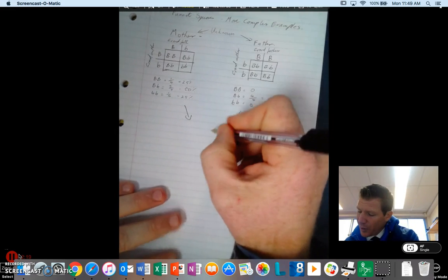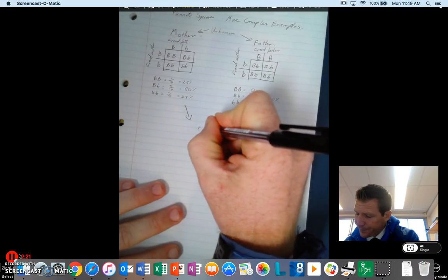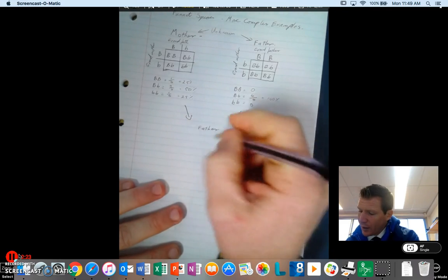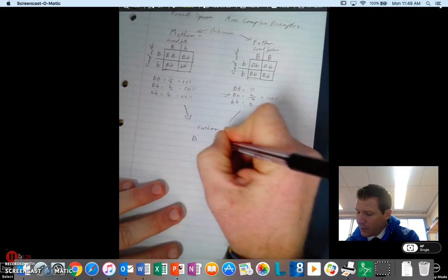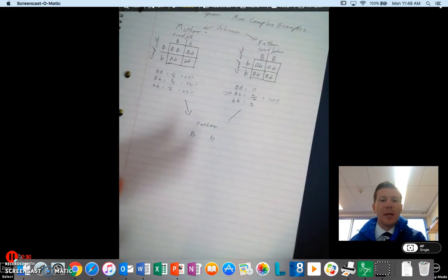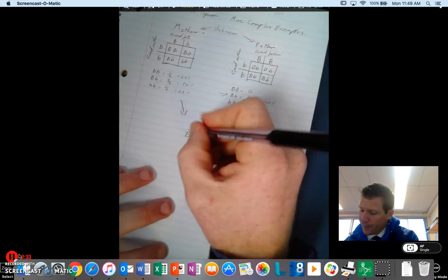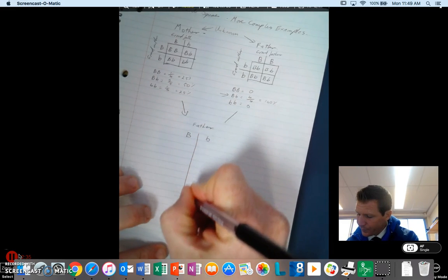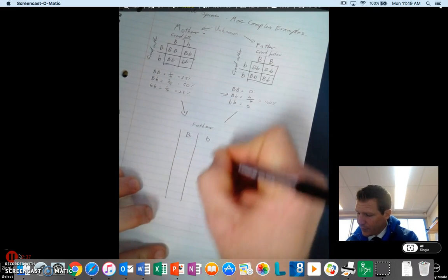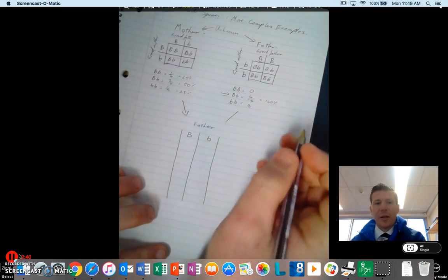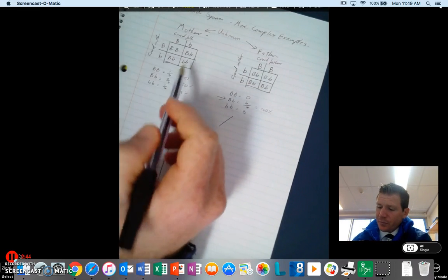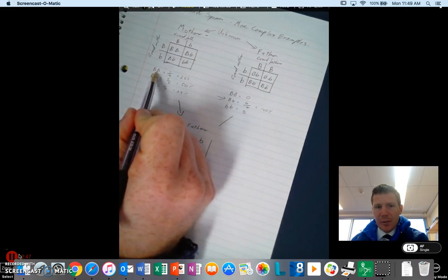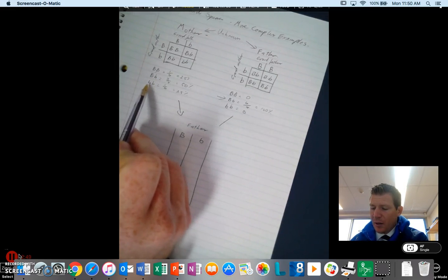So we can start off by putting the father at the top. He is this one here, big B, little b, and that's all he can be. So it's as simple as that. We can put this down here. But now we have to work out mum. So what is mum? Mum is a 25% chance of big B, big B, a 50% chance of big B, little b, or a 25% chance of little b, little b.